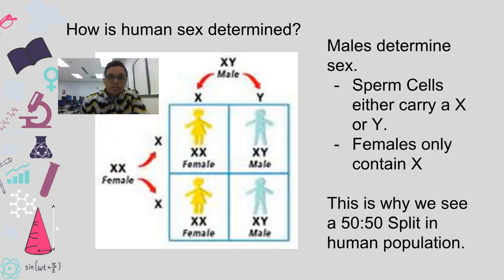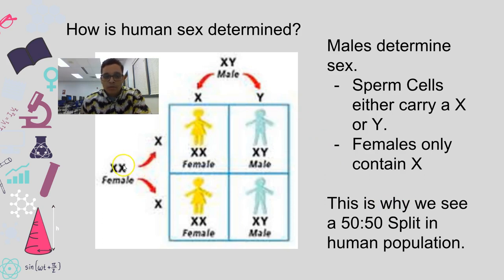So how is human sex determined? So that is actually a male thing. So males determine sex because males have XY in their sperm, and the sperm cells can either carry an X or a Y, and the females can only carry X because they're XX. Males are XY. There's a Punnett square right here to show why we see the 50-50 split in the human population and why you can have a 50-50 chance of getting a male or a female.